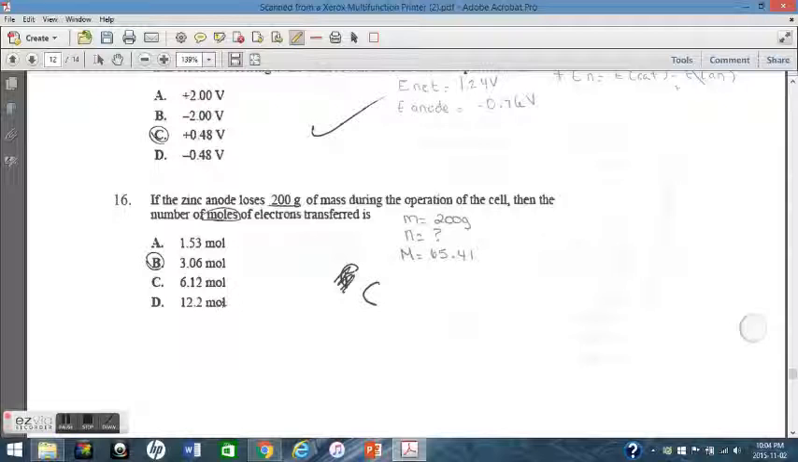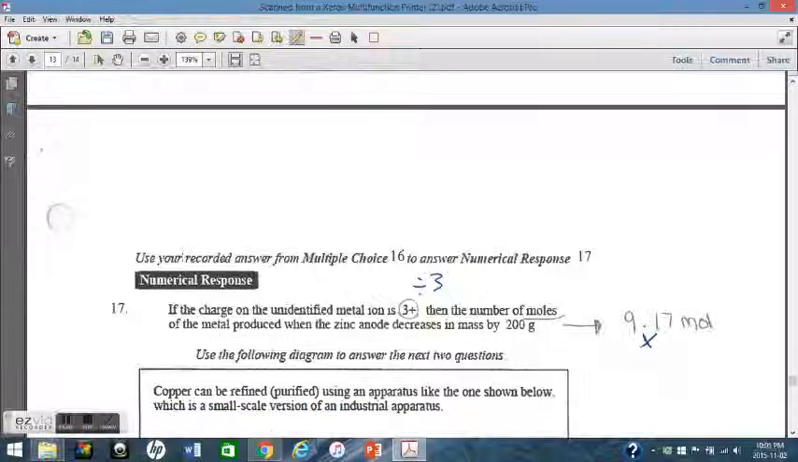This one here, correct answer is C, because we have to look at moles of electrons. So 200 grams, you are correct, is 3.06 moles of zinc. Look at your half reaction. So we've got Zn2+ plus 2 moles of electrons. And we're looking here for moles of electrons. So you have 2 moles of electrons for every mole of this. So you're going to just multiply by 2.